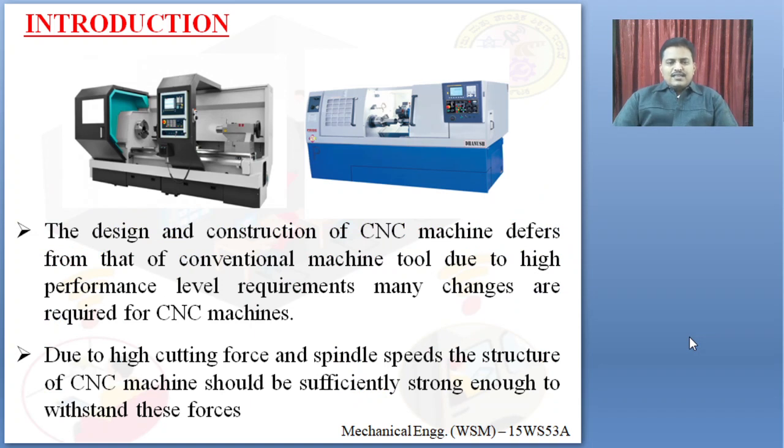Basically, the design and construction of CNC machines differs from that of conventional machine tools due to high performance level requirements, and many changes are required in CNC machines. So, we have to come from the conventional machines, right from NC, and upgrade this to CNC machines. Why we give more preference to CNC machines is because high performance is required. Especially in CNC machines, the cutting speed and cutting forces will be very high, and the spindle speed will be very high, more than 10 times that of conventional machines.